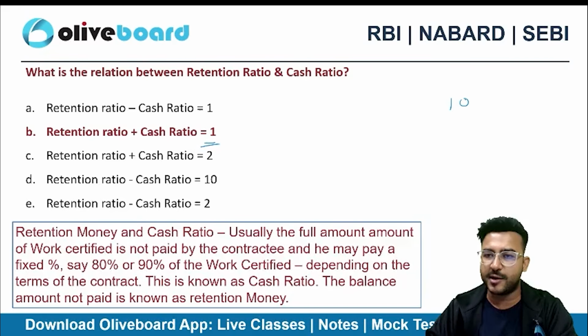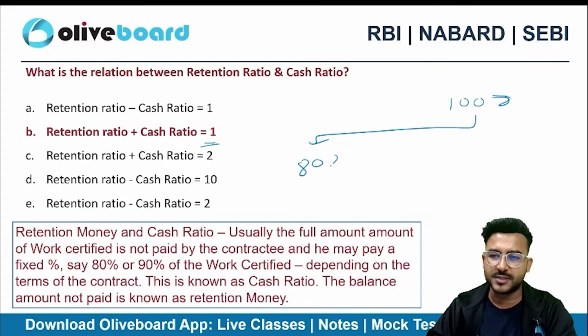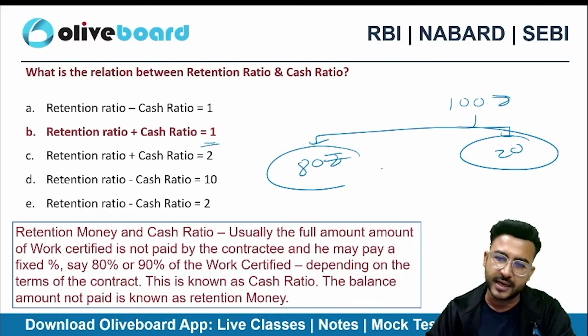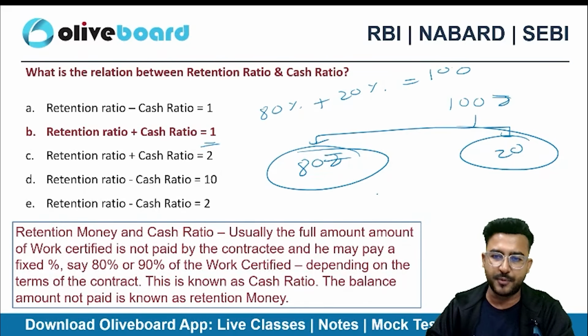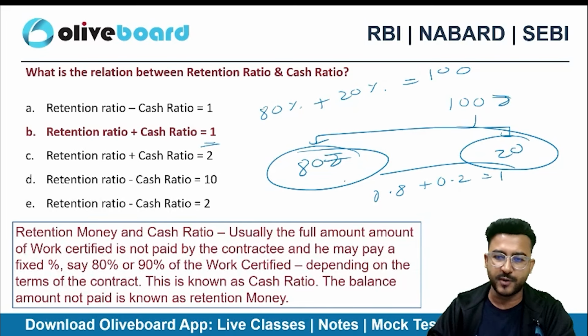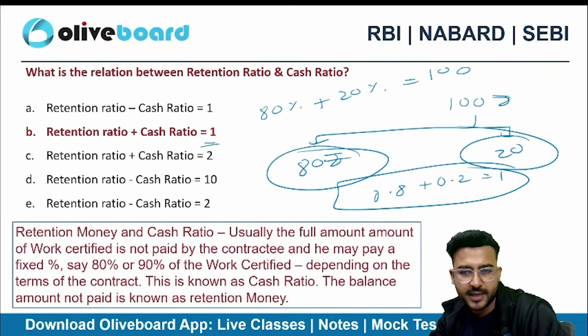Retention ratio and cash ratio always equal 1, right? For example, 100 rupees, of which I have paid 80 rupees in cash to the contractor, and the rest 20 rupees I have retained. So 80% plus 20% will always be 100, or I can say 0.8 plus 0.2 will always be 1. So option B is the correct choice here.